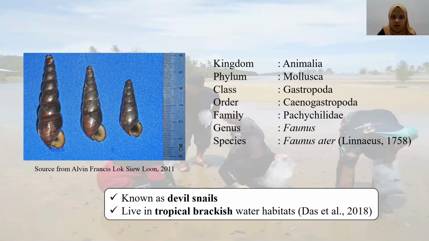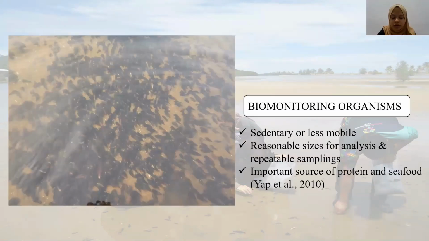According to Dust et al. 2018, Faunus ater live in tropical brackish water habitats. Because Faunus ater is a biomonitoring organism, which is sedentary or less mobile. It is reasonable size of analysis and repeatable samplings. According to Yap et al. 2010, it is an important source of protein and seafood.